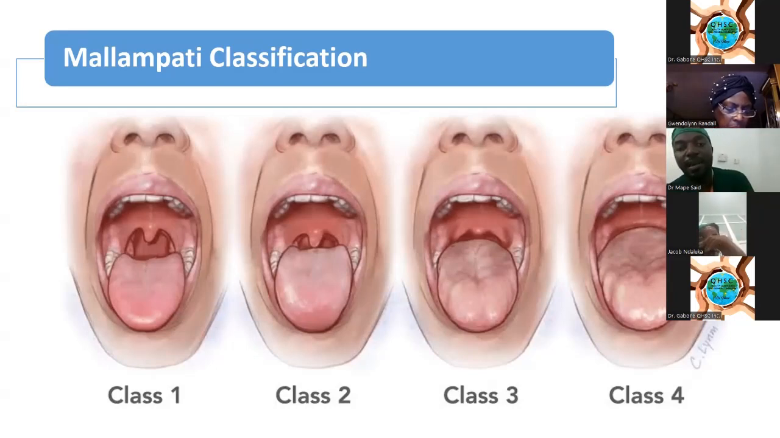Going to class three now, I don't see the tip of the uvula, only the base, the hard palate, the soft palate. And in class four, I don't see the uvula, only the tongue and the hard palate. So class three and class four, you anticipate the difficulty of intubating this patient.